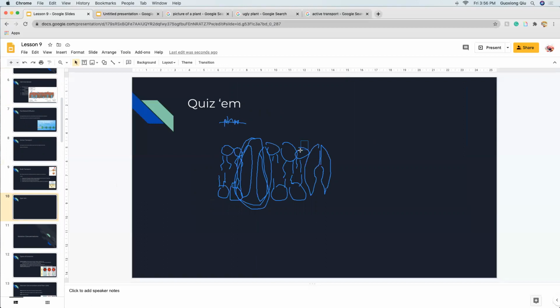This here is a carrier protein. What kind of transport does it do? Also passive transport, also diffusion, or osmosis, active transport? Facilitated diffusion, there we go. Which one does it do?